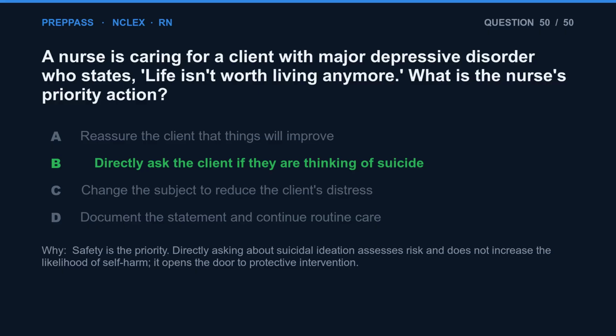The correct answer is B. Safety is the priority. Directly asking about suicidal ideation assesses risk and does not increase the likelihood of self-harm. It opens the door to protective intervention.